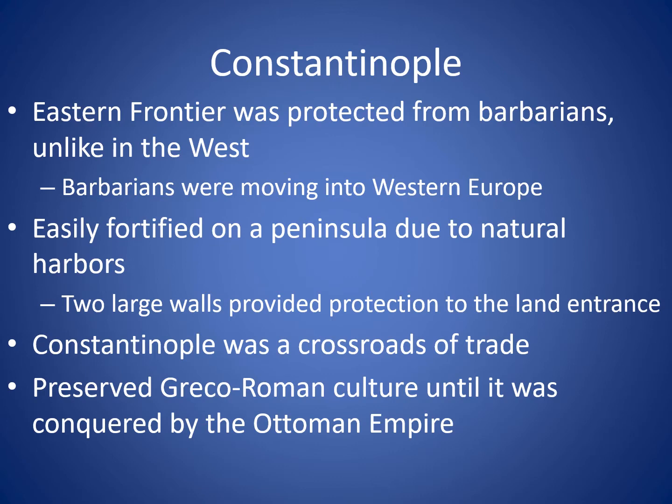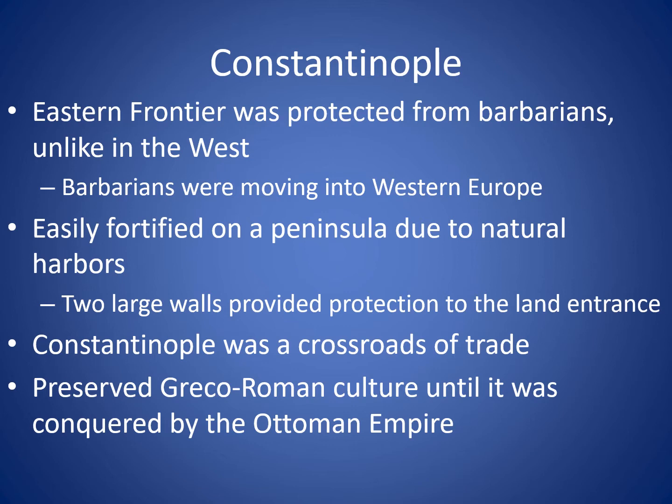Constantinople was in a very strong position. It was on the eastern frontier of the empire, so it was protected from Germanic barbarians, unlike the Western Empire. And that's where those barbarians, like the Visigoths and Vandals, were moving into. They were moving into Western Europe. The city of Constantinople was on a peninsula, and it had natural harbors. So it was easy to defend.